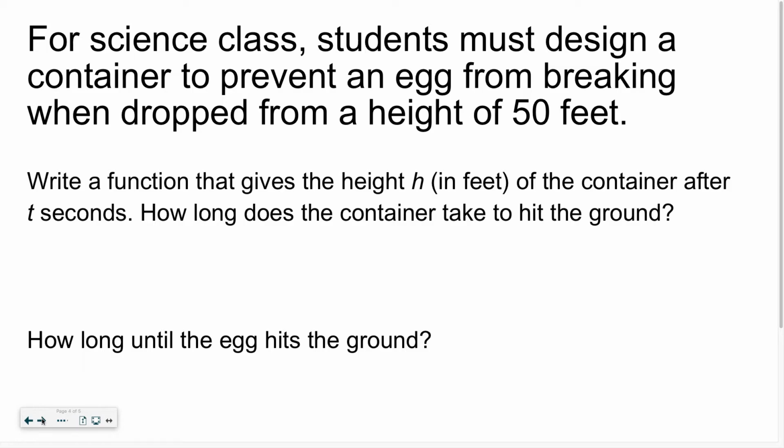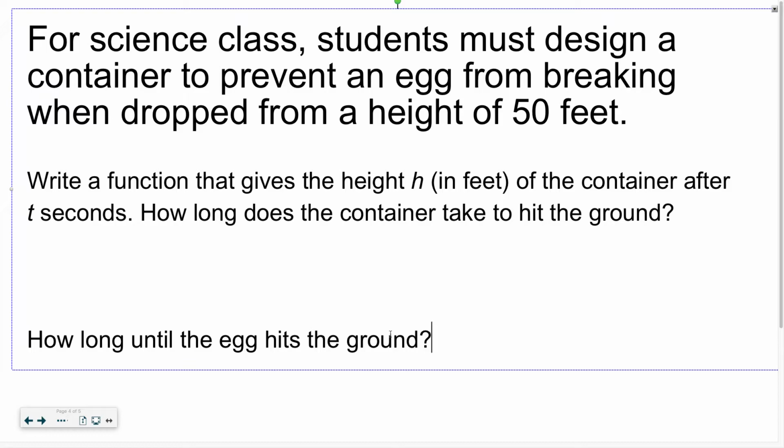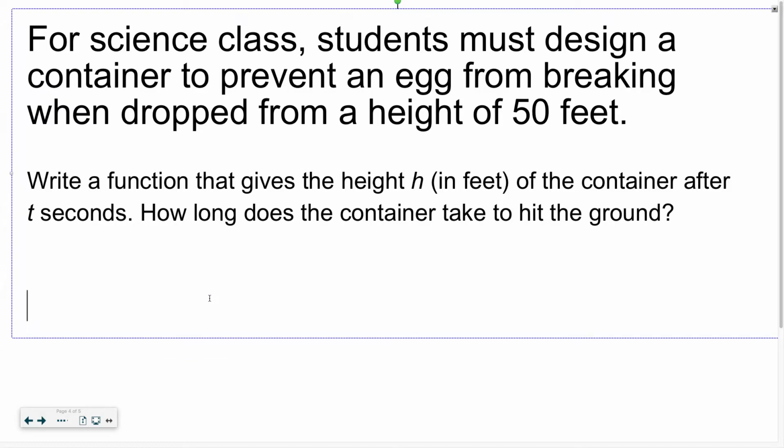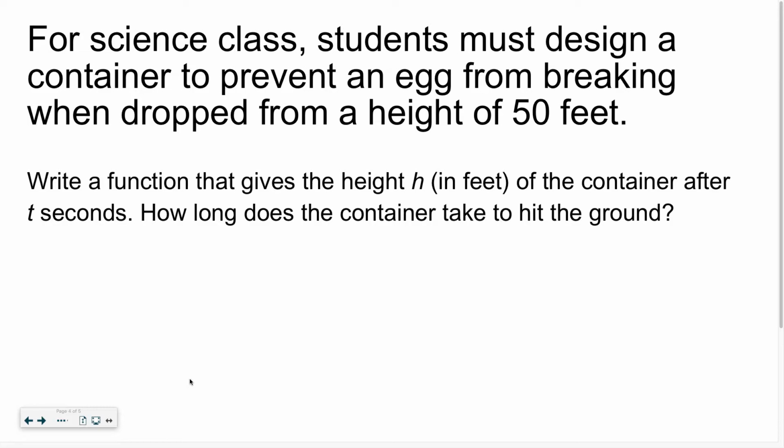For science class, students must design a container to prevent an egg from breaking when it's dropped from a height of 50 feet. It's pretty high. Write a function that gives the height in feet of the container after t seconds. So how could we write the function? Yep, we know the initial height. H equals negative 16t squared plus 50.